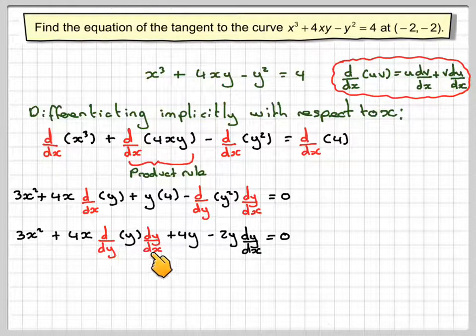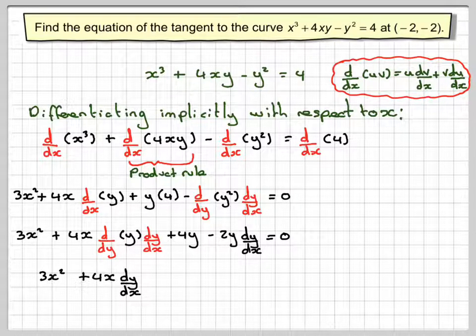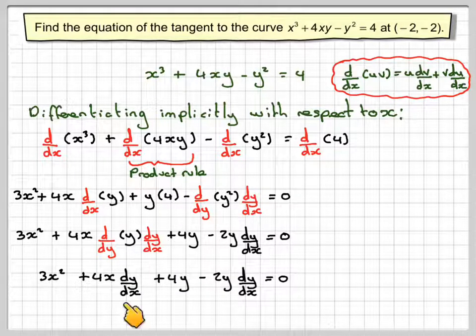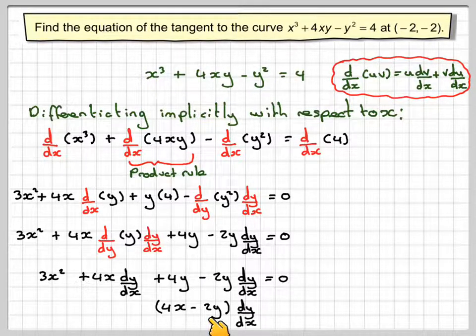So we've just got this little bit here to deal with. So we've got 3x squared plus 4x, and then the differential of y is 1. So we're going to have 1 times dy/dx, which is dy/dx, plus 4y minus 2y dy/dx, still equal to 0. Now here we've got 4x minus 2y dy/dx. We'll factorise that, so we get 4x minus 2y, times dy/dx, and then we've got minus 3x squared minus 4y, taking those two over to the other side.